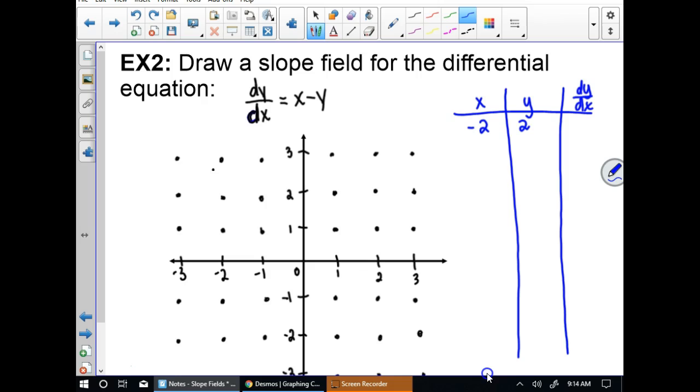So if I have x minus y, and I'm looking at the point -2, 2, what will I get for the derivative there? -4, right? -2 minus 2. So make sure you're plugging in here. You got -2 and it's -2. So we'll get -4 for that. So at this point, -2, 2, I want to draw a line that has a slope of -4, which is a pretty steep negative slope line.